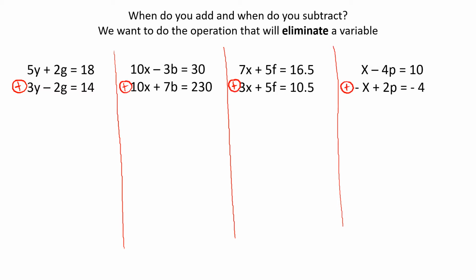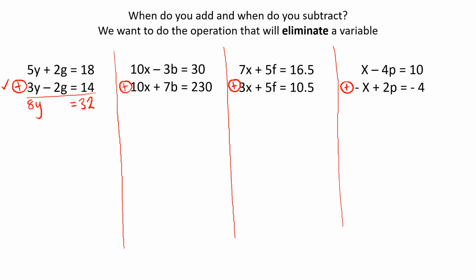What would we get? Well, we get 8y from the 5y plus 3y. And then what would we get from the g's? Well, we have 2g plus minus 2g, which will give you 0. That would eliminate the value of g. We'd also have 18 plus 14 is 32. So adding is the right thing to do there.